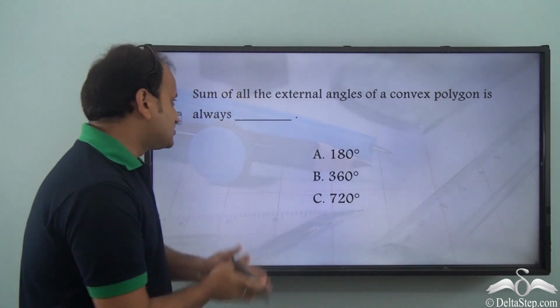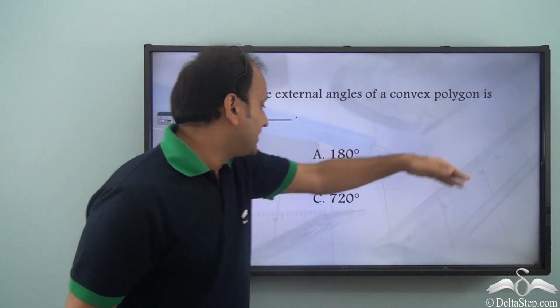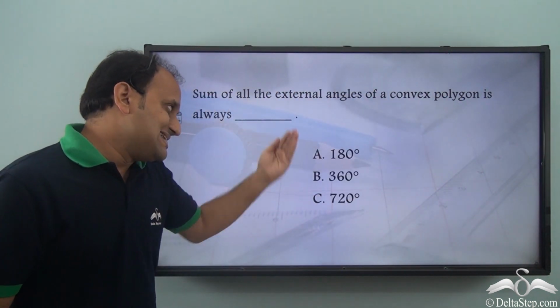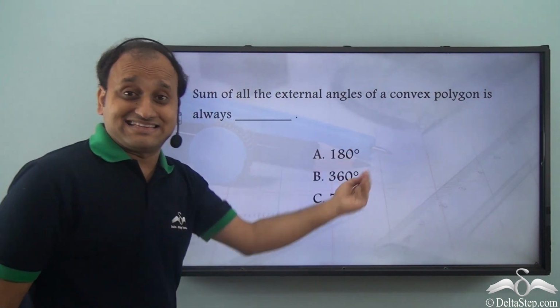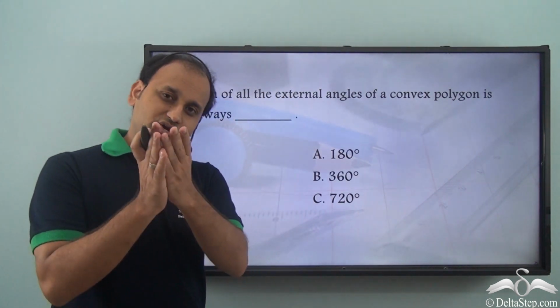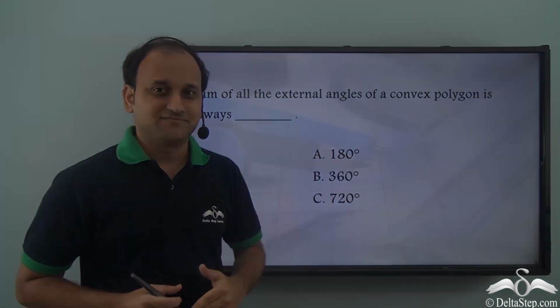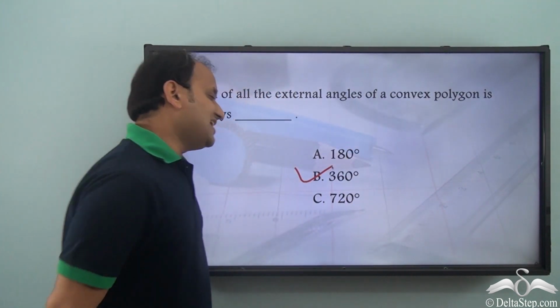So now can you answer this question? The sum of all the external angles of a convex polygon is always dash. Is it 180 degrees? Is it 360 degrees? Or is it 720 degrees? What do you think is the right answer? Well, the right answer is 360 degrees.